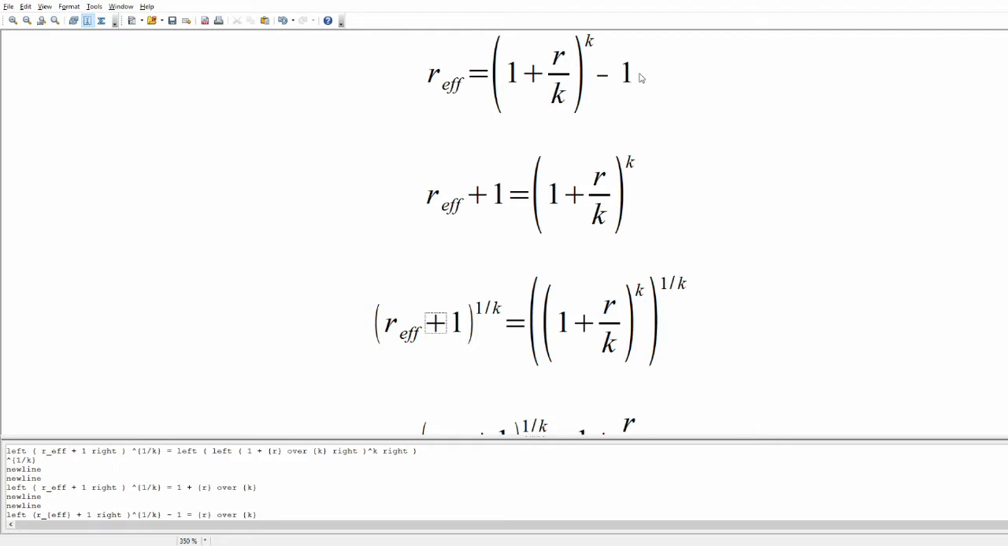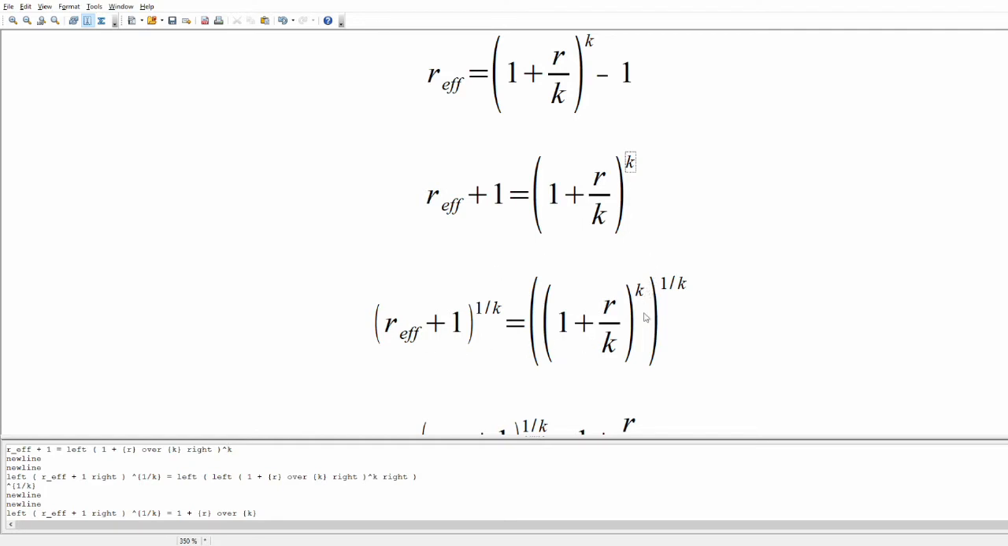So how do I do that? First, I'm going to add 1 to both sides. So add this 1 over. I get the effective interest rate plus 1 equal to this mess right here. Now I want to undo this power of K. How do you undo powers? You take their corresponding roots. And so if it's the K power, I'm going to raise both sides to the 1 over K power. Why do you do that? Well, when you raise powers to powers, you multiply those powers. K times 1 over K is K divided by K, and anything divided by itself is 1, as long as that something is not 0.